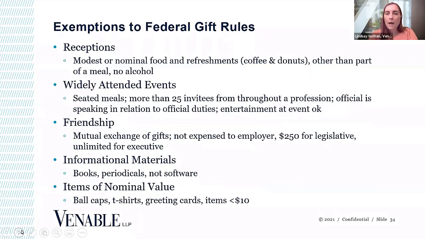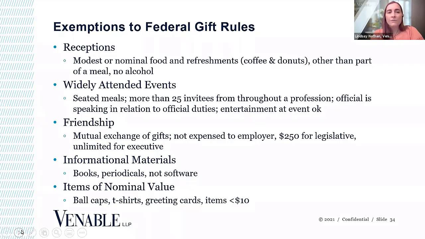I wanted to highlight a couple of the exemptions to the federal gift rules. Now, this is obviously not comprehensive, and I highly encourage you to consult with counsel if you're thinking about making a gift from your organization to a federal, local, or state official. But just to give you a sense of what the different types of exemptions are, there are exemptions for certain types of receptions if you're offering nominal food or refreshments, and that generally does not include alcohol.